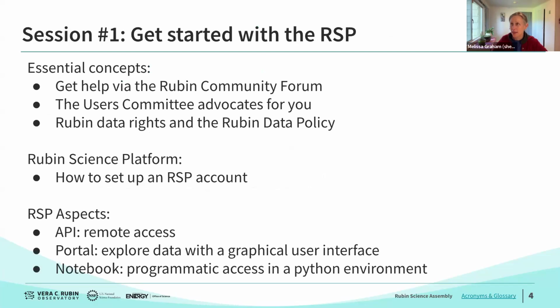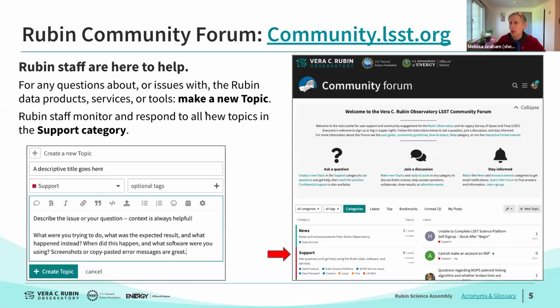All right, session number 1, get started with the RSP. We're going to cover some essential concepts today: how to get help, first and foremost, when you run into issues, via our Rubin Community Forum. We're going to tell you about the users committee. We're going to cover data rights. We're going to show you how to set up an RSP account, and then we're going to go through each of the aspects and have a bunch of slides that show you all the different things that you can do in the RSP. And then, time permitting, at the end, I'll run through some live demos that you can follow along with your new accounts.